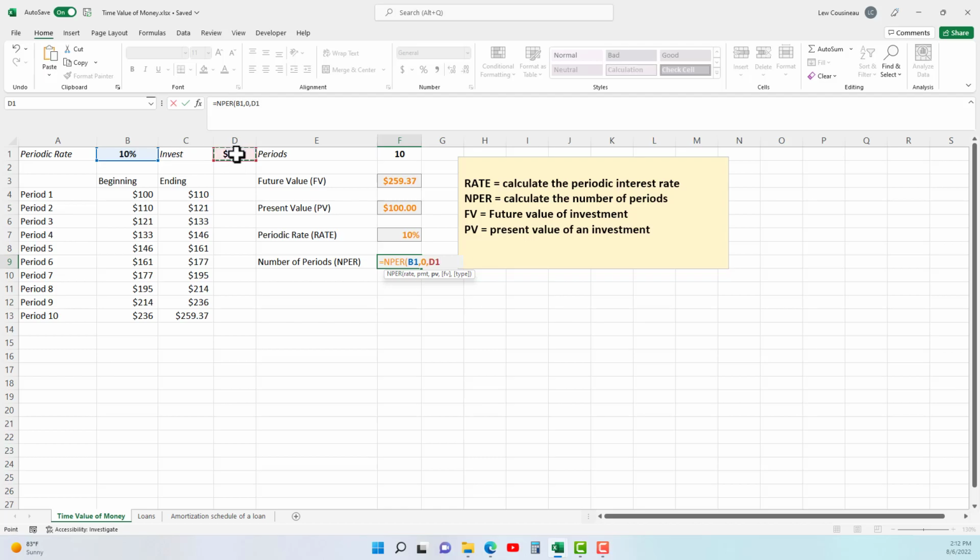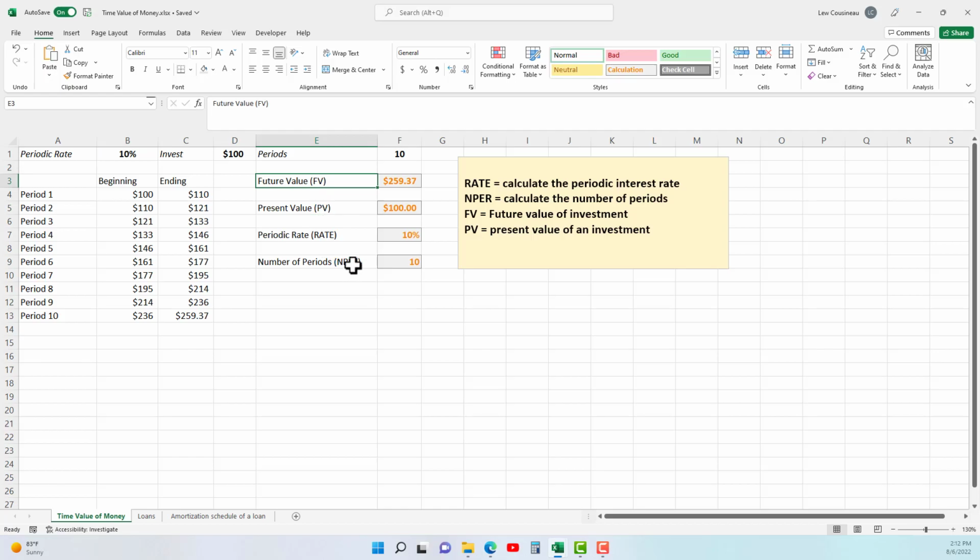Ooh, careful with the sign. The money leaving our pocket should probably be negative. The point here being it just needs to be different between these two. The future value we'll have as positive, and our type is 1. So when we hit enter, obviously we're going to get, you need 10 periods to go from 100 to 259 at 10%. So in each case, each one of these functions just solves for a different piece. So it all depends on what do you know and what am I trying to figure out.